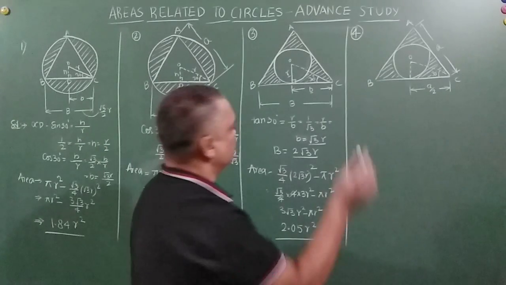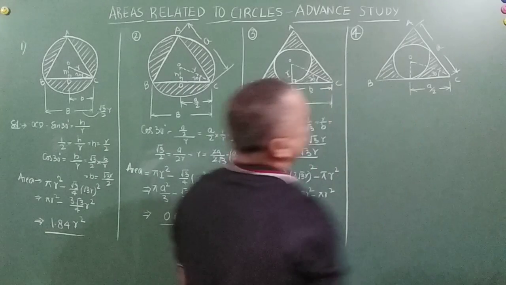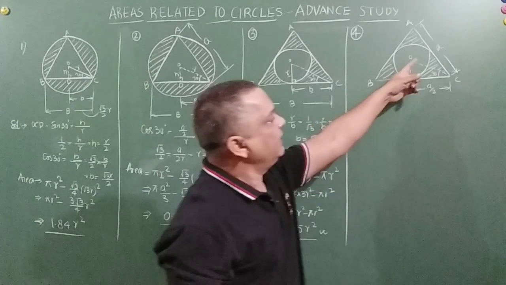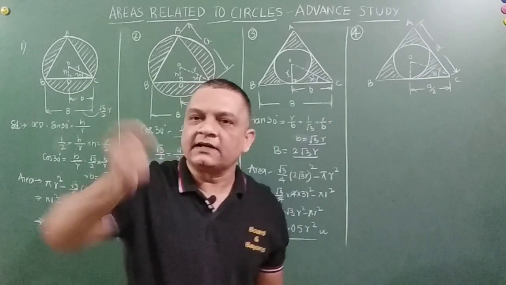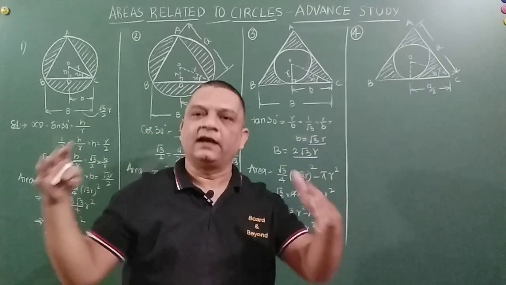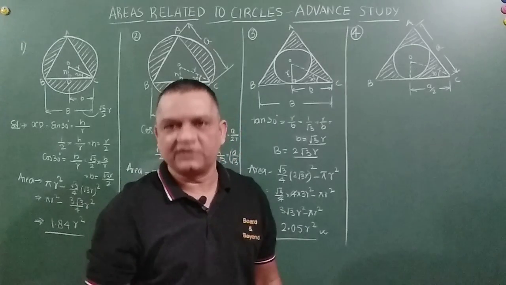Right? So let's solve this. This is again an equilateral triangle with a circle, like the equilateral triangle is outside the circle, or basically circumscribing the circle.